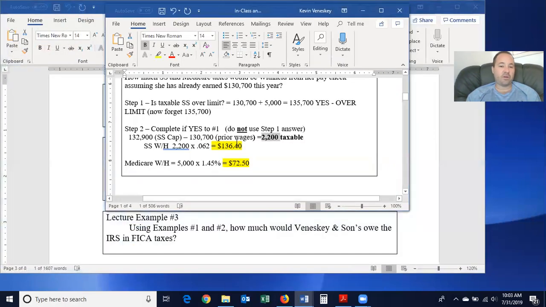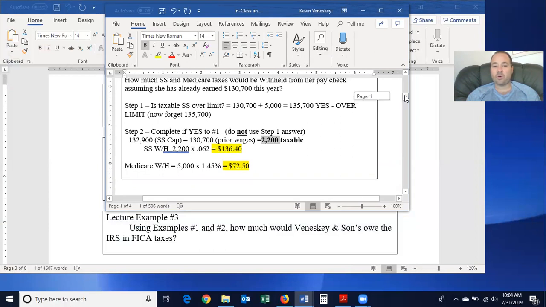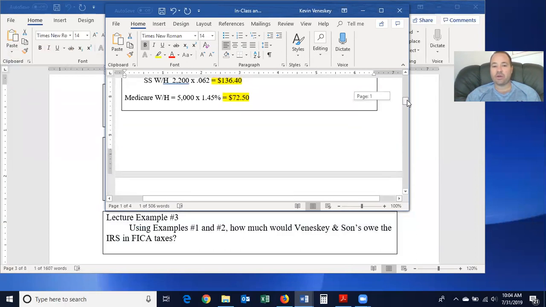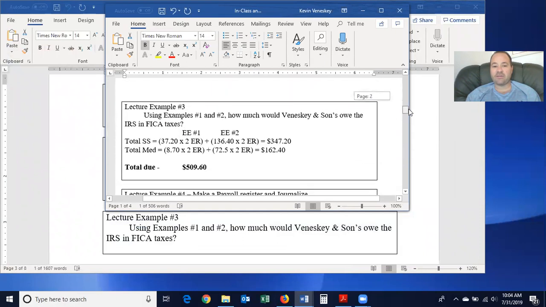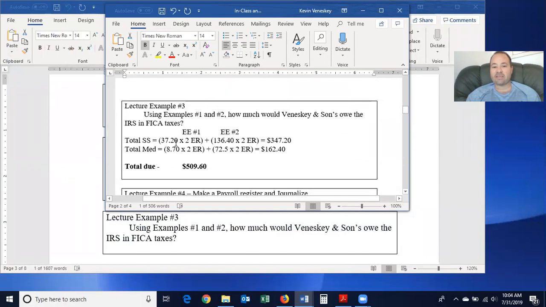Well, after this one, it's a no-brainer that we have these two amounts from the employee, but remember the employer also has their share. So not only do we have the 136 and the 72, we have that times 2, the 30.